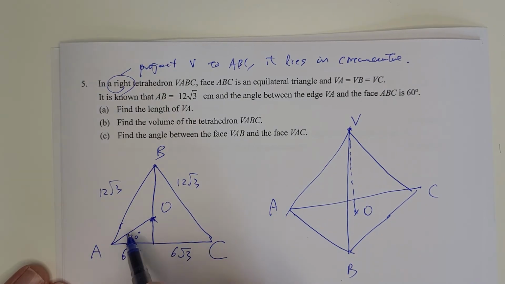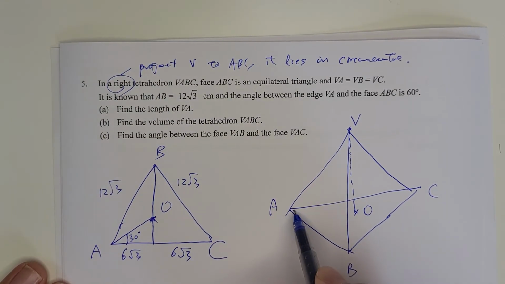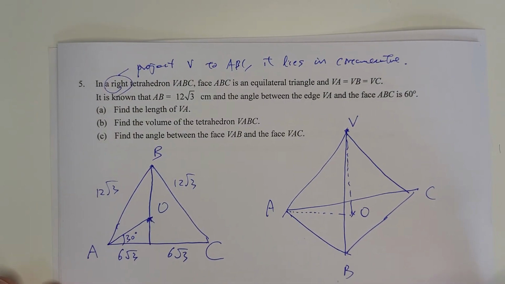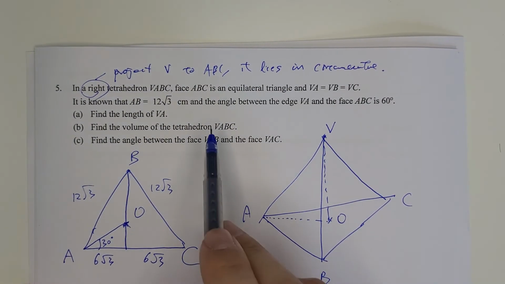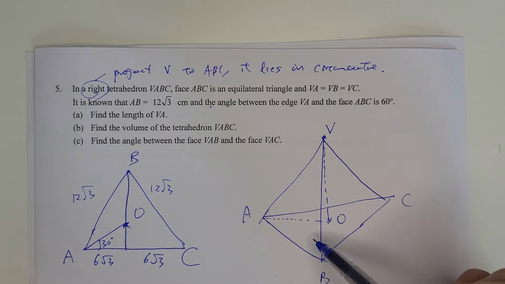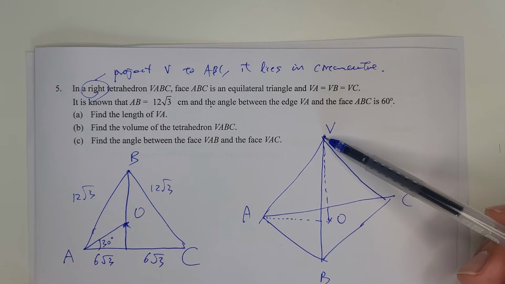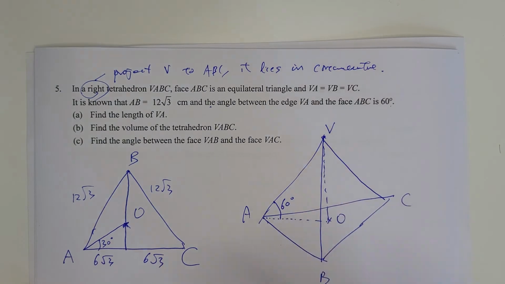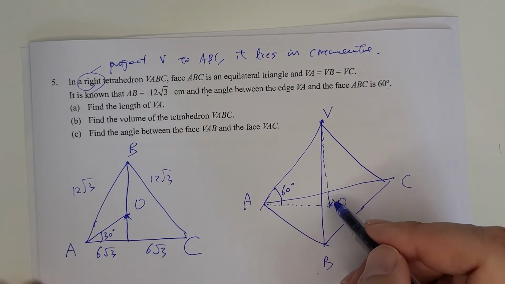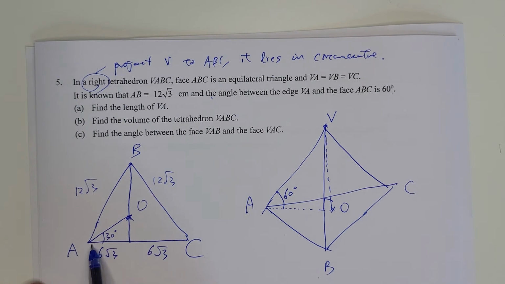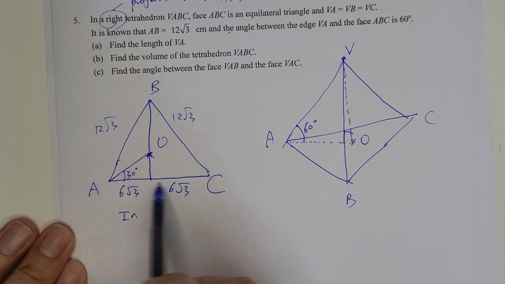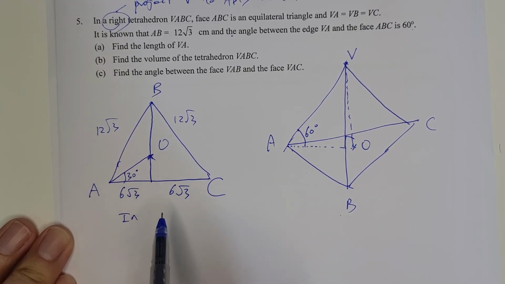Okay? So you can find the length of OA. And one more condition. The angle between the edge VA to the face ABC is 60 degrees. What does that mean? That means if we project V on the face ABC, angle VAO would be 60 degrees. That's the key stuff. Okay? Therefore, you can first find OA and then find VA. You should draw this graph in your solution.